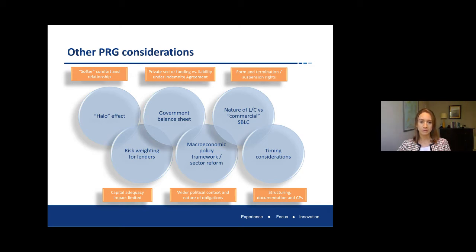However, as we've touched on, in order to deploy the PRG, the World Bank will require the government to enter into an indemnity agreement. Under that indemnity agreement, the government will take on certain liabilities, and as a result, it will need to account for those on its balance sheet in accordance with applicable accounting standards.